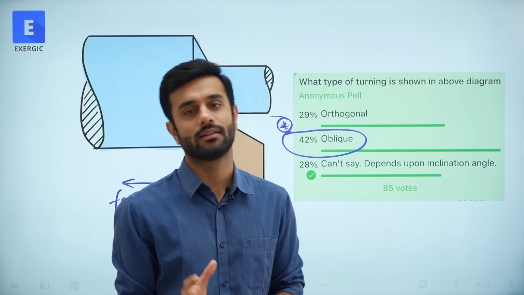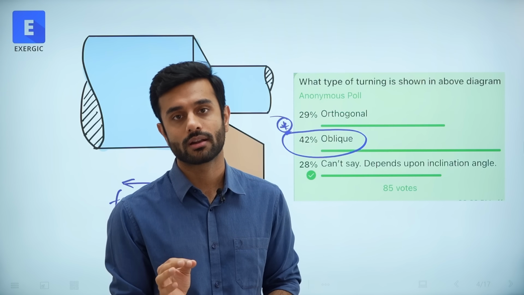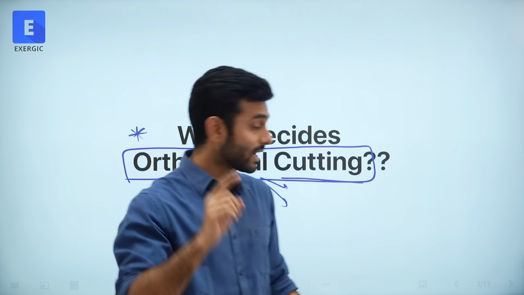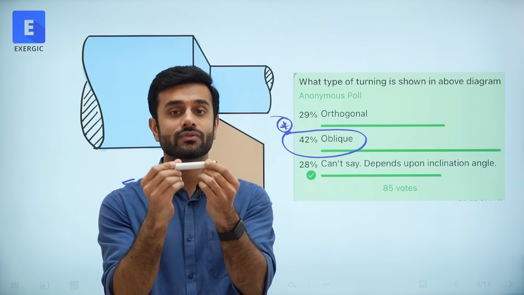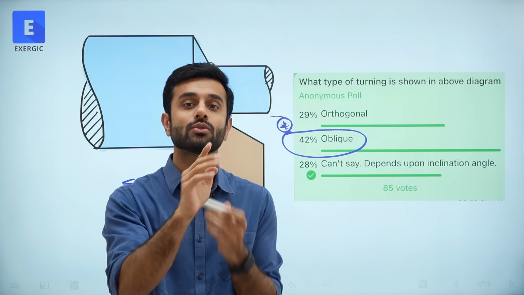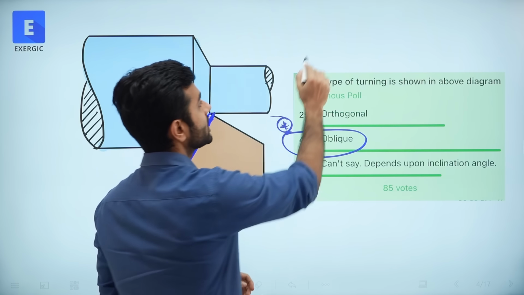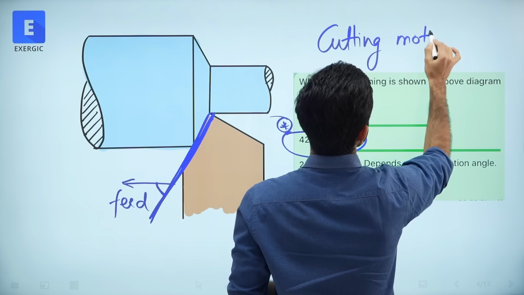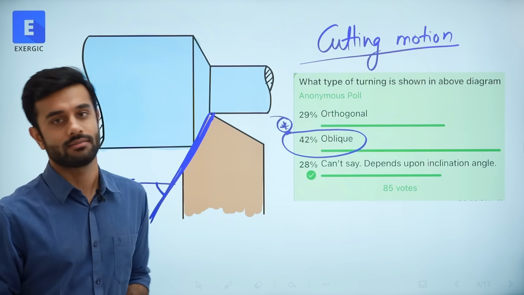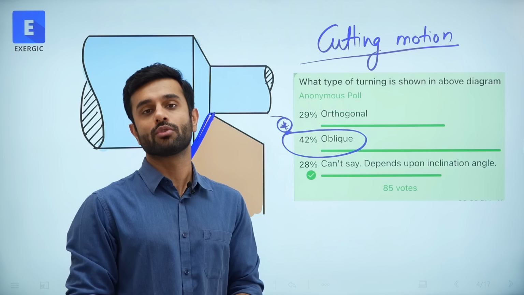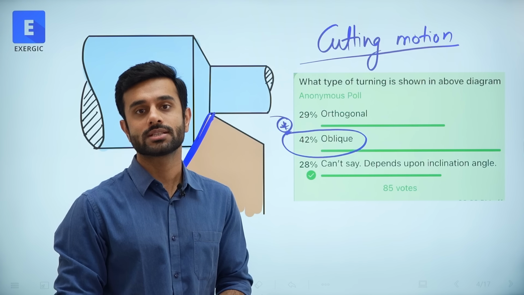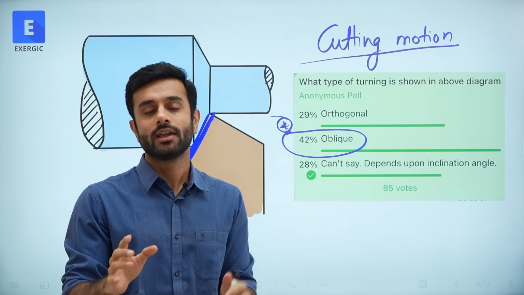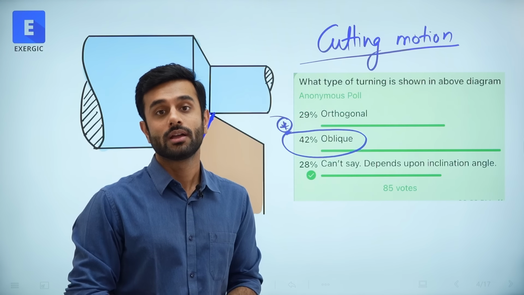That is a fundamental conceptual error. To decide whether it is orthogonal cutting or not, you look at the inclination of the tool with respect to cutting motion, or to be precise, with respect to cutting velocity, not with respect to feed motion or feed velocity. This is the most fundamental definition, the most fundamental way in which orthogonal cutting is defined.